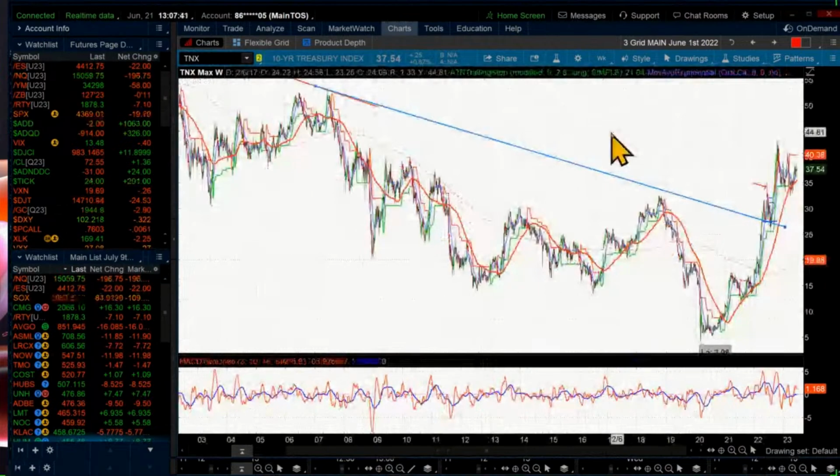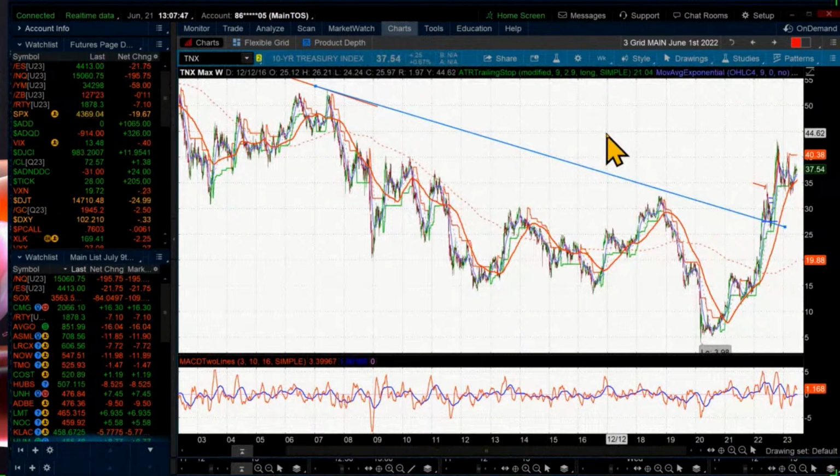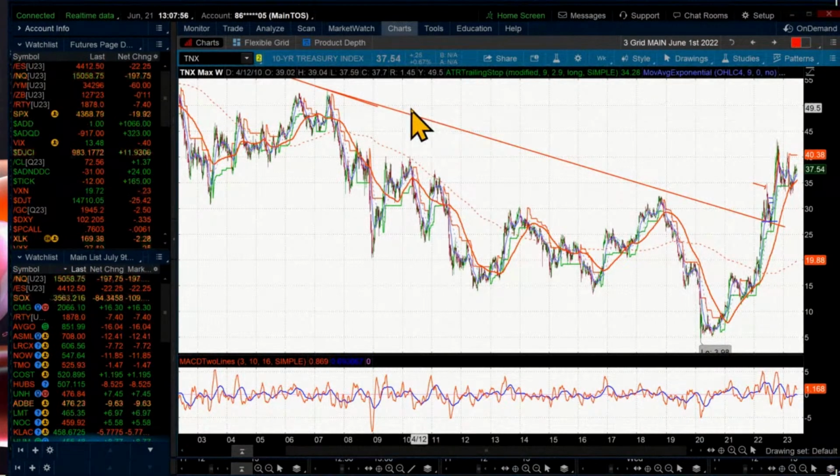Yields have a lot to do with the overall markets because there are other places to put your money. So 1 year right now, you could get 5%. So keep that in mind. So in a long-term uptrend, you really need other things in your favor.